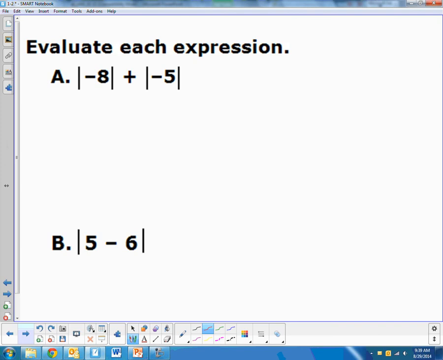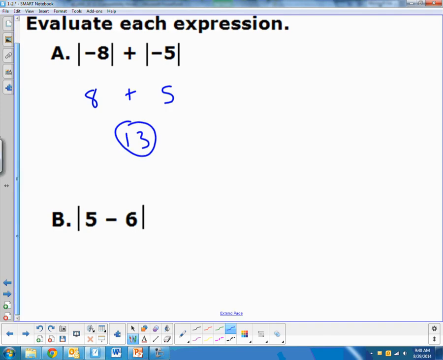All right, let's give it a shot here. Absolute value again. So absolute value of negative 8. Since it's one number, I can take the absolute value of negative 8. The absolute value of negative 8 is positive 8. Negative 8 is 8 away from 0. Absolute value of negative 5, well, we just did that. Negative 5 is 5 away from 0. We can add those together. 8 plus 5, well, that's going to give me, what is that going to give me? 13? There you go. 13. Done. Got my answer.